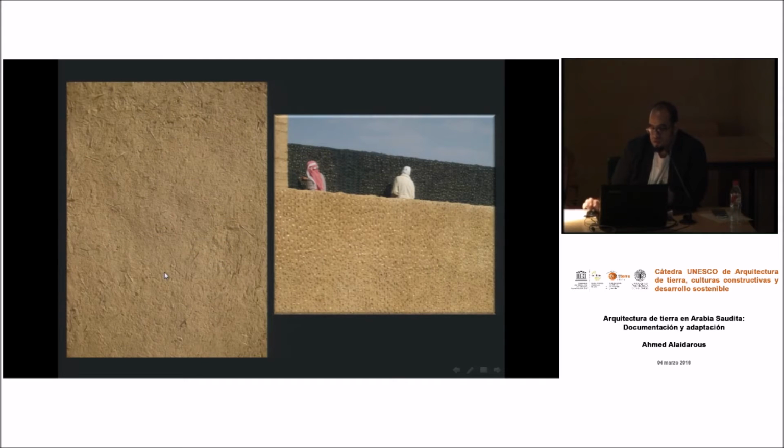So you can see how they render the building. When they put it on, it looks black. When it dries up, it becomes totally earth colored.